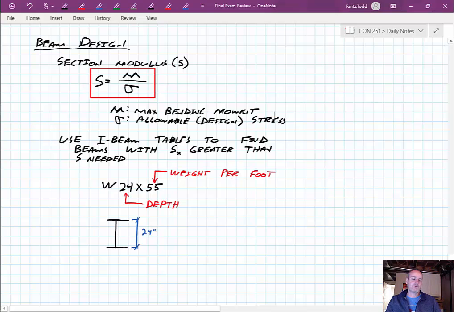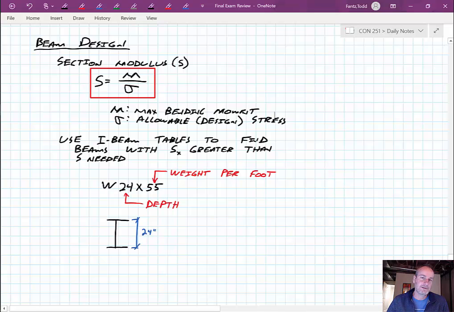So oftentimes the way these will work is the moment will either be given to you, or you'll use that same moment sheet and you have either a point load or distributed load. Find out what that moment is on your beam. Allowable stress will be given to you. Usually if it's an A36 steel, it's 36 ksi, something like that. But divide those two and it gives you this idea of a section modulus.